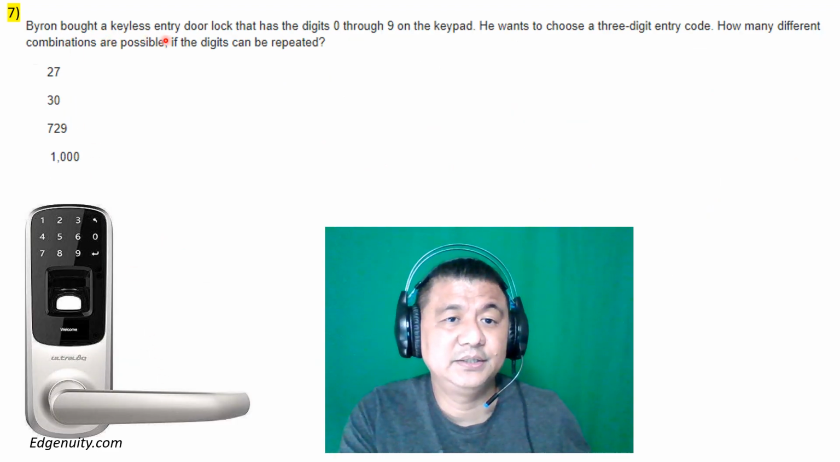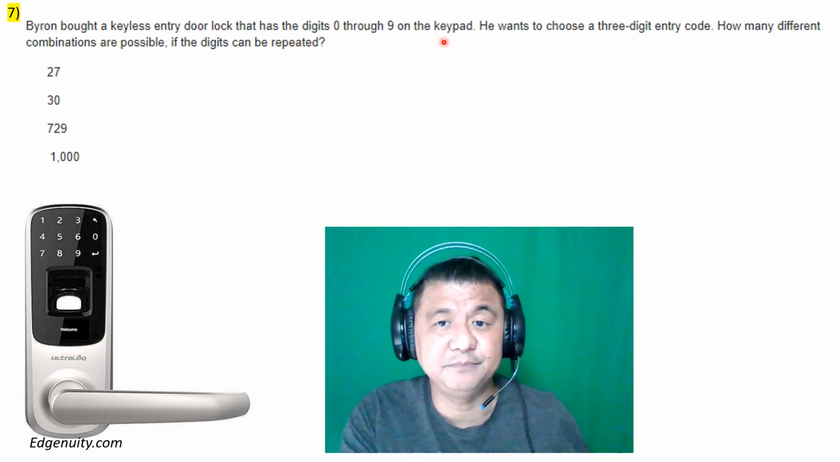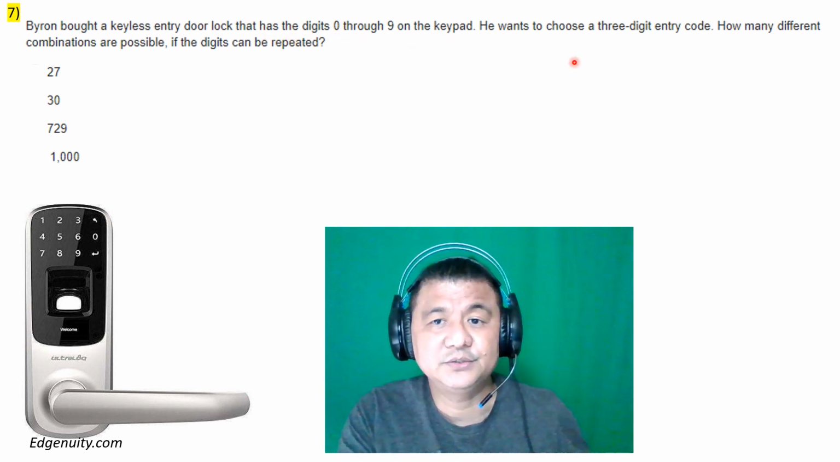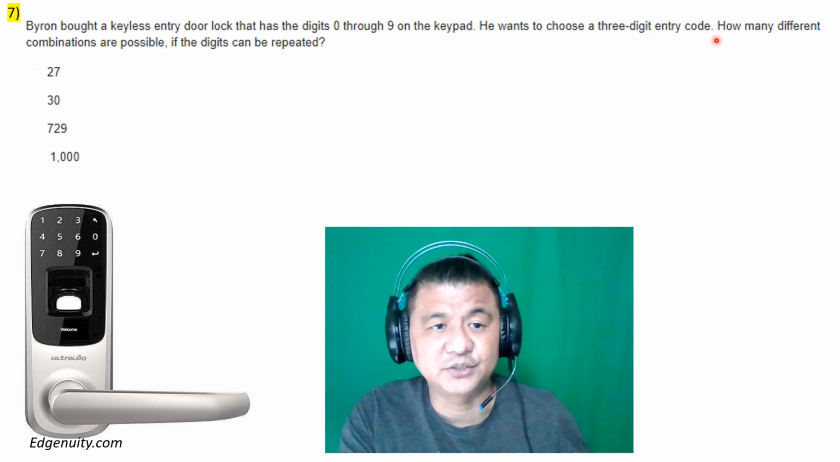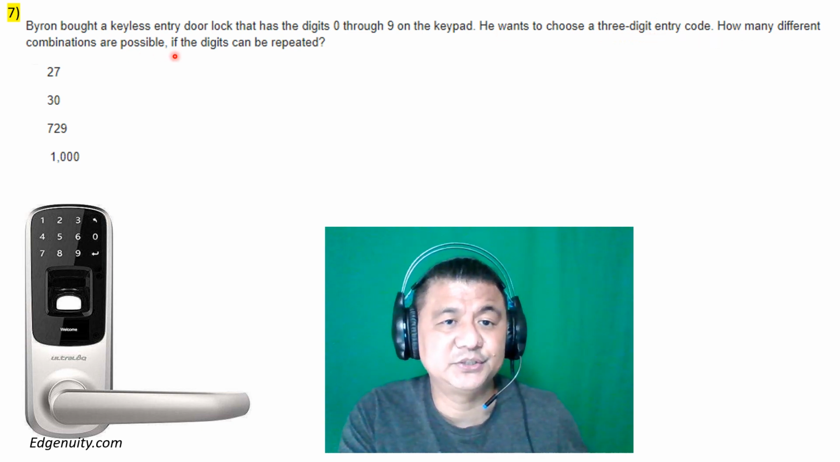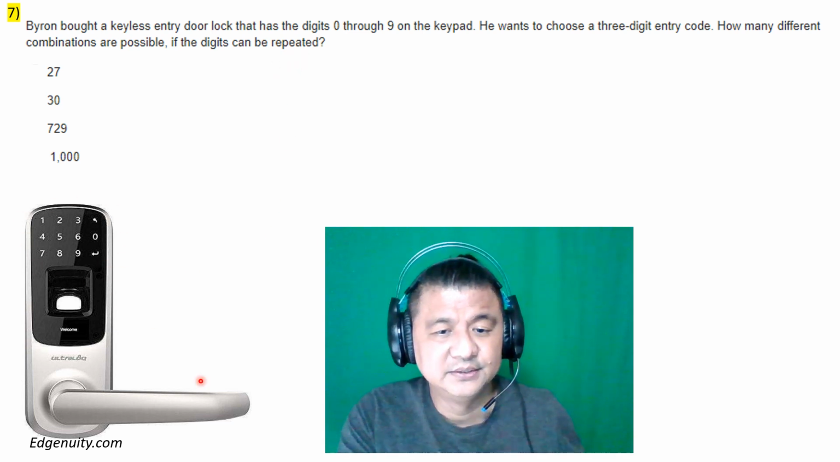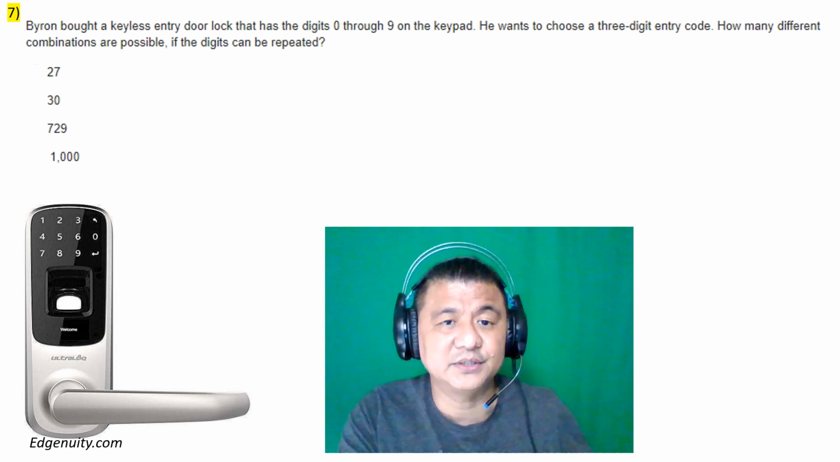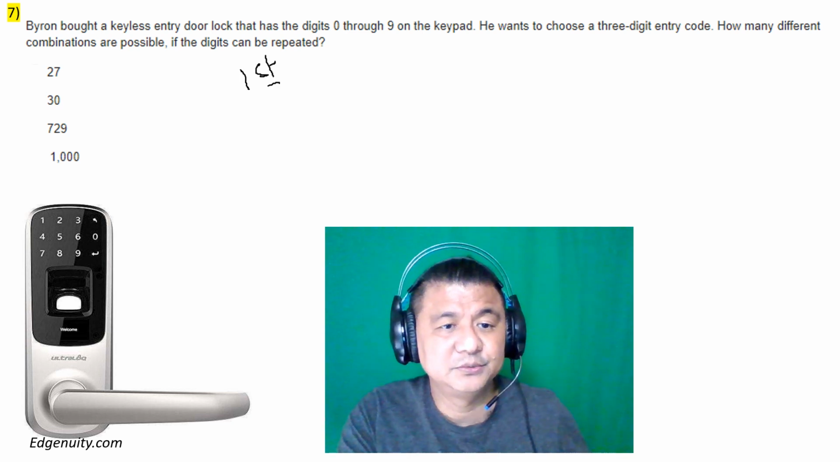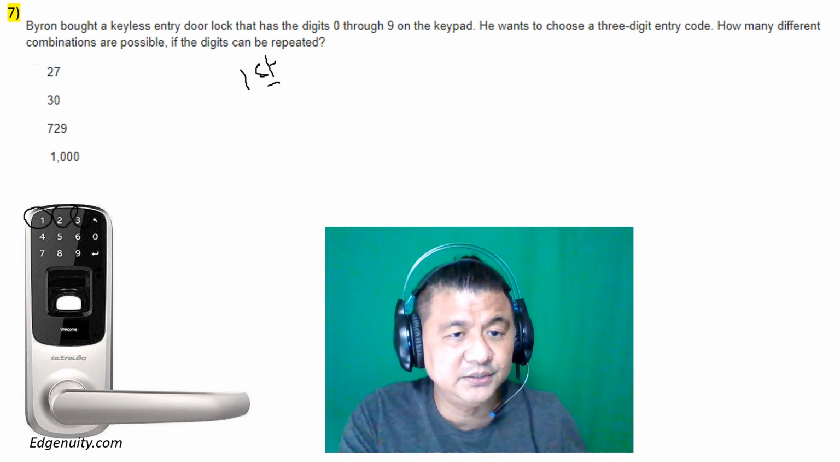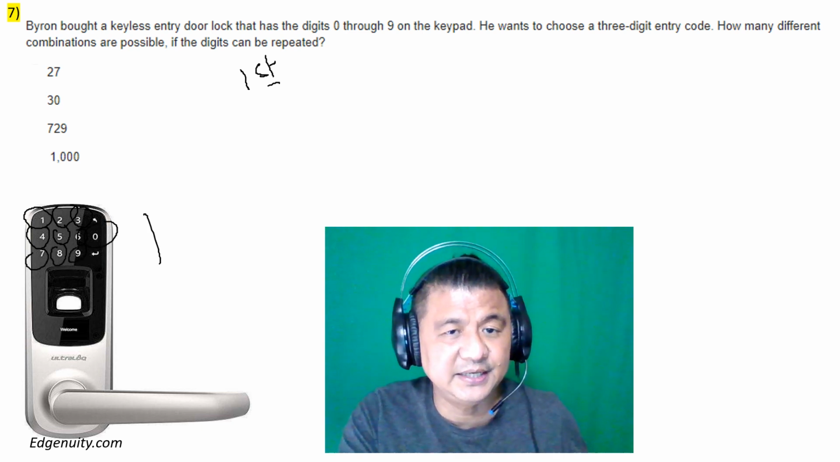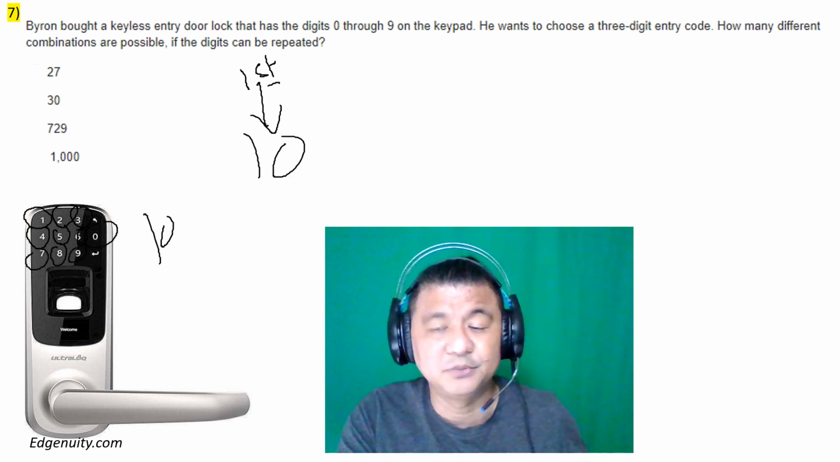Byron bought a keyless entry door lock that has the digits 0 through 9 on the keypad. This one. He wants to choose a 3-digit entry code. How many different combinations are possible if the digits can be repeated? Okay, so this is the lock, right? So we need 3 numbers. Okay, the first number could be, how many numbers can we see here? Obviously, there's 9, but there's a 0 that makes it 10. So there are 10 possible choices.